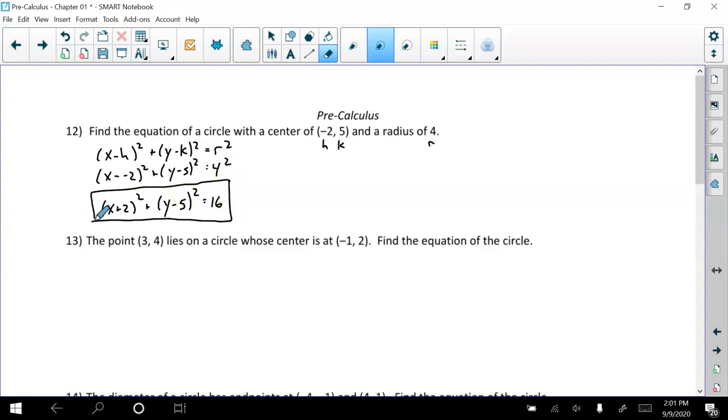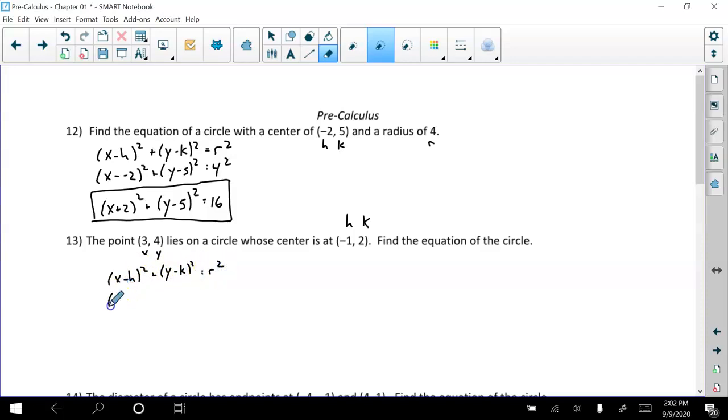Now, in problem number 13, we have a point on the circle at (3, 4), and the center, that's our (h, k), at (-1, 2). What we don't know is the radius. We can find the radius by using our equation of a circle, because if a point is on the circle, like this point, that's a value for x and a value for y. So x minus h squared plus y minus k squared equals r squared.